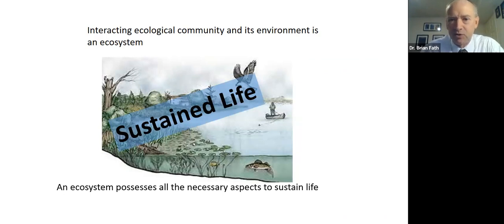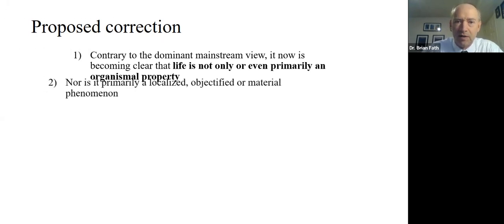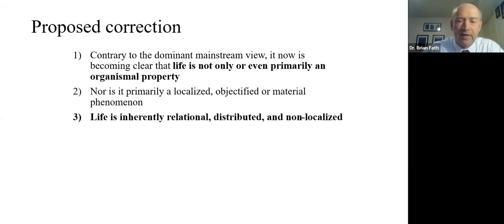Almost by design, individual organisms have finite lifetimes. That's part of the evolutionary genius, in fact. But ecosystems can be sustained life, and at that scale is how things continue. So our proposed correction here is to recognize that this dominant mainstream view is not really correct, right? So life is not only an organismal property, it's not an objectified or material phenomenon, but in fact, life is relational, distributed, non-localized, integrated, and so on.